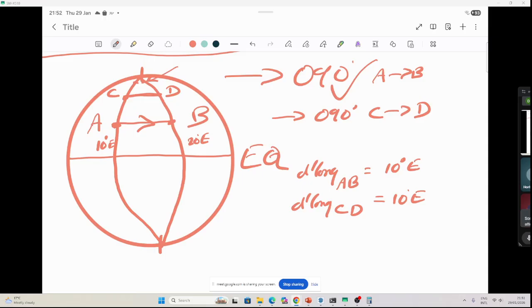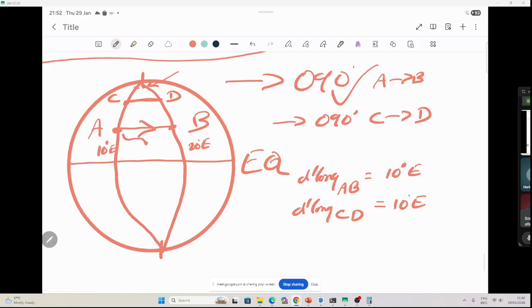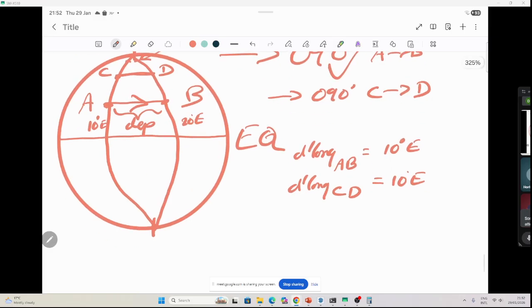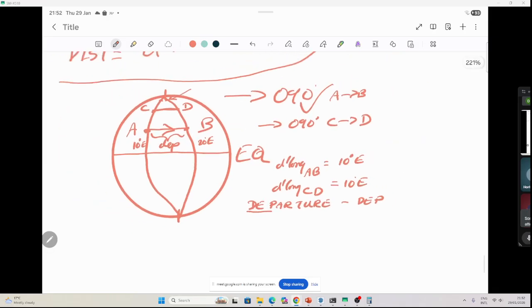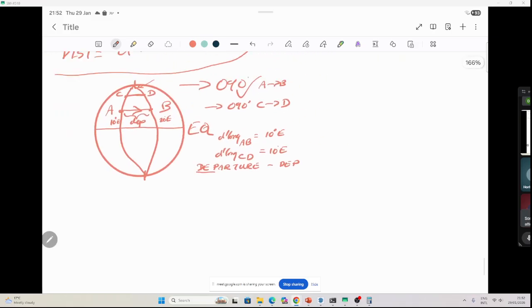Departure. We will require a new thing, a new unit. That unit, the actual distance that we travel in nautical miles, we call it departure. That distance, the AB distance, is the actual distance that we travel in nautical miles. When we shorten it, we call it DEP. Are we clear?